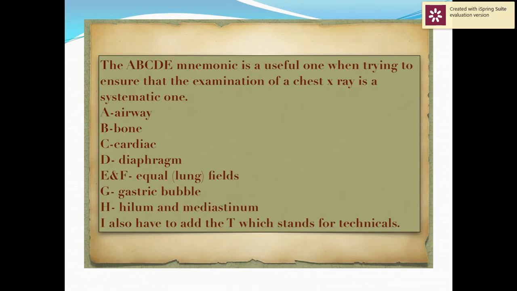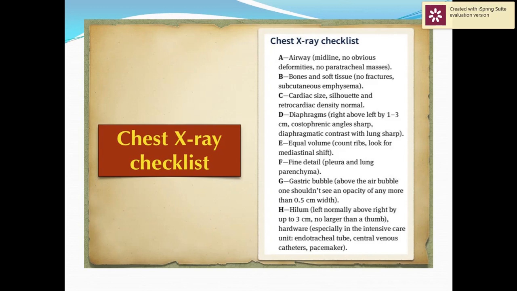The ABC mnemonic is useful when trying to ensure that the examination of the chest X-ray is systematic. A denoting for airway, B for bone, C cardiac, D diaphragm, E and F equal both lung fields, G gastric bubble, H hilum and the mediastinum. I also have to add the T which is standard for technical error.